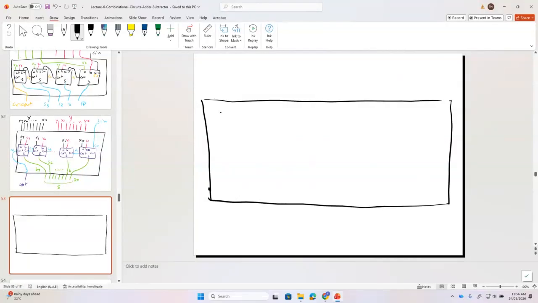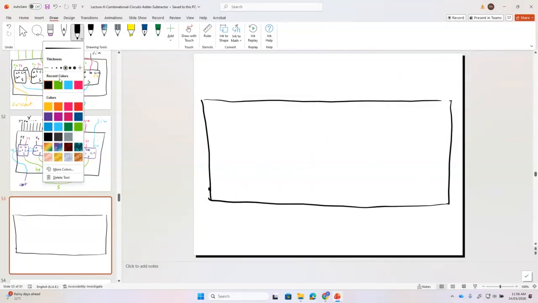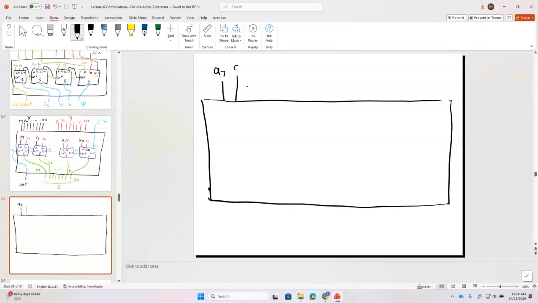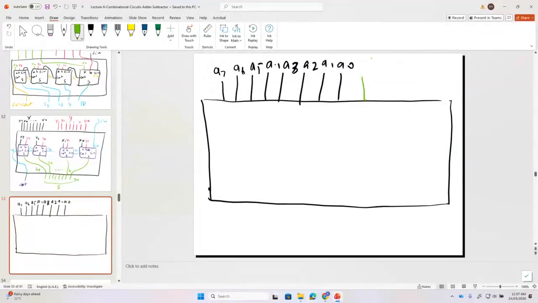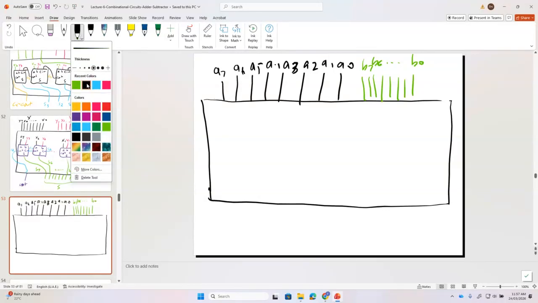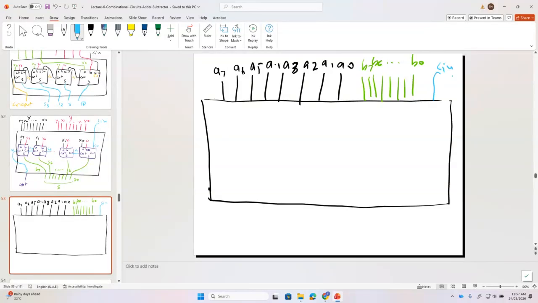Let's assume we want to design an 8-bit adder, and my first input is A7, A6, A5, A4, A3, A2, A1, and A0. Let's assume my second input is B7, B6, and so on until B0. And then we have the C in, which is the black one. This is C in.